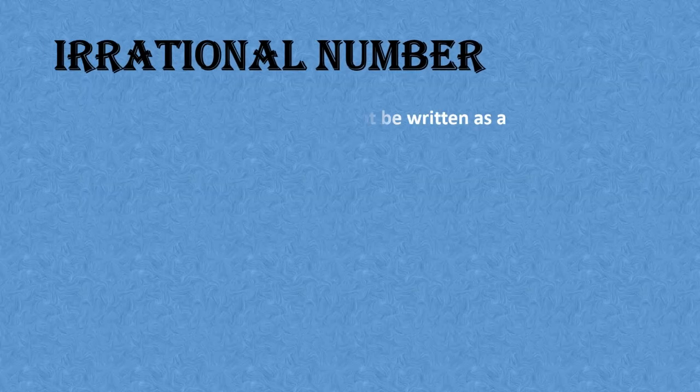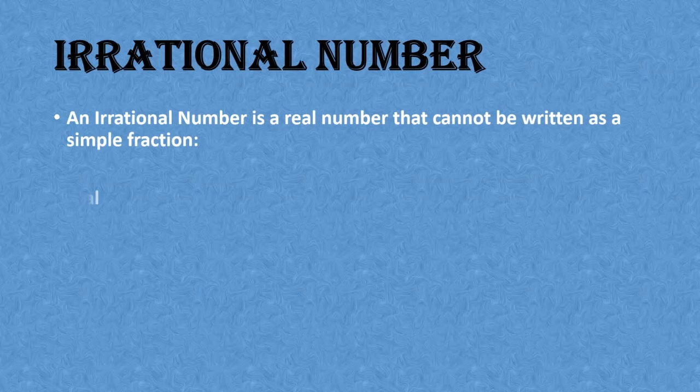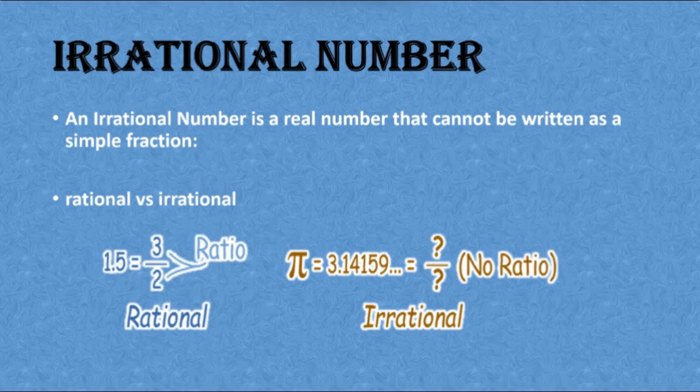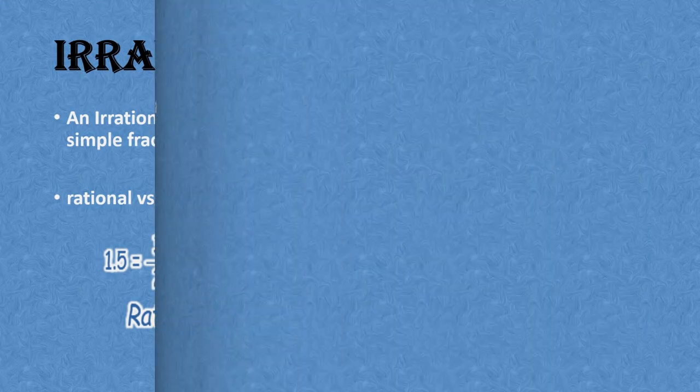Irrational number. An irrational number is a real number that cannot be written as a simple fraction. Let's take an example of rational and irrational number. Here we have a number 1.5, which can be written as 3/2. On the other hand, we have pi, which has value 3.1415 and can't be written in p/q form. In many cases, we take 22/7 as the value of pi.